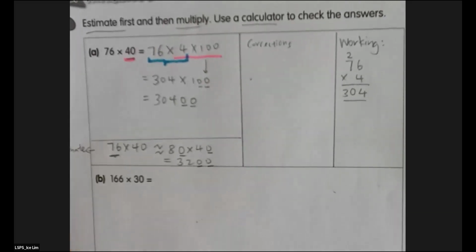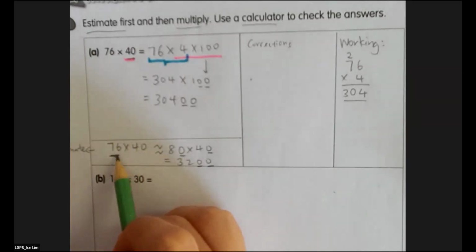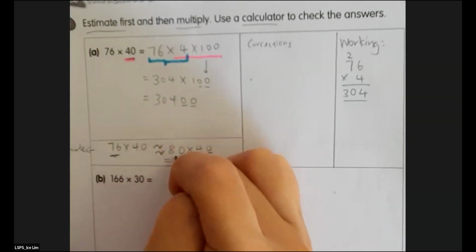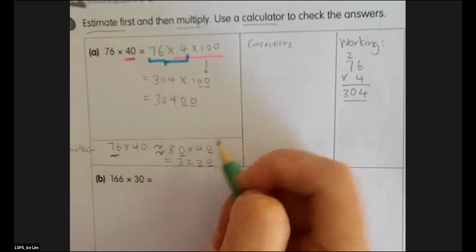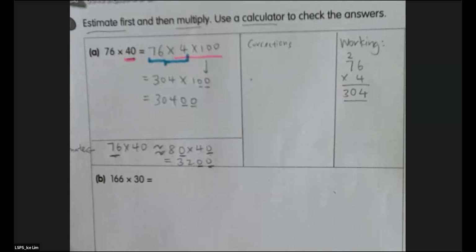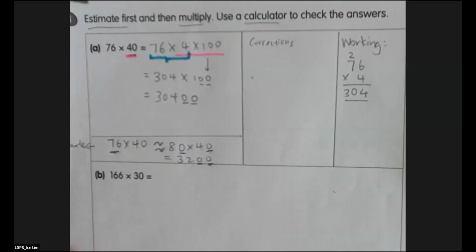Where's my mistake? Yes, Samara. What did I type wrongly? I wonder how many people copied the same wrong mistake. Where's the mistake? I did an estimation. So 76 multiplied by 40 is approximately 80 multiplied by 40. 8 times 4 is 32. Then I have the 2 zeros at the back. So the answer should be near 3,200. But is my answer anywhere near 3,200? No. What is wrong?